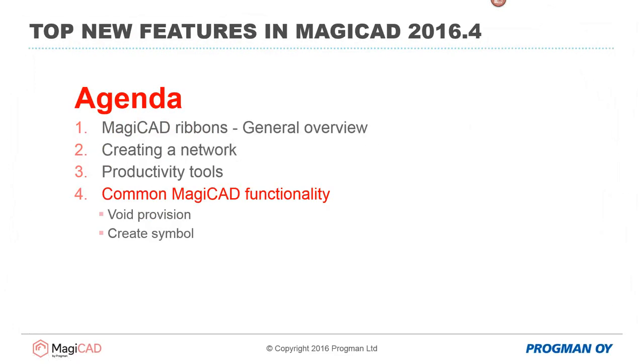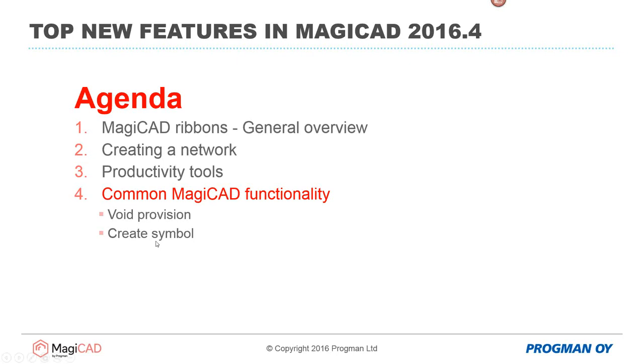Common MagiCAD functionalities. Void provision, we have a tool for creating cutouts. What we can do with this tool is that we can say that we want to make a request for a cutout, and then we can send this to the architect or to the construction people. And we also have an add-in to Revit, a void tool that's free. And the structural engineers can use that tool to create the actual cutouts. And then when we get it back in the new model, we can make our interference check and see that we have no more collisions.